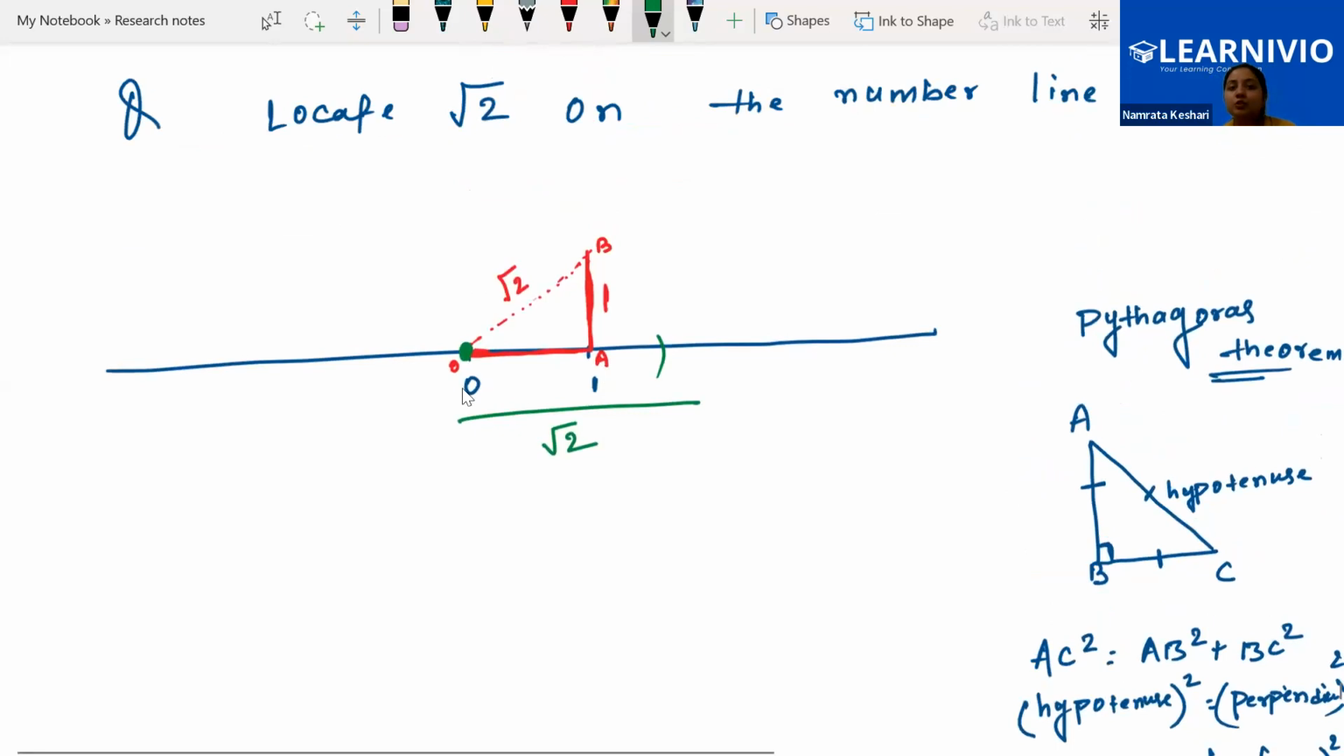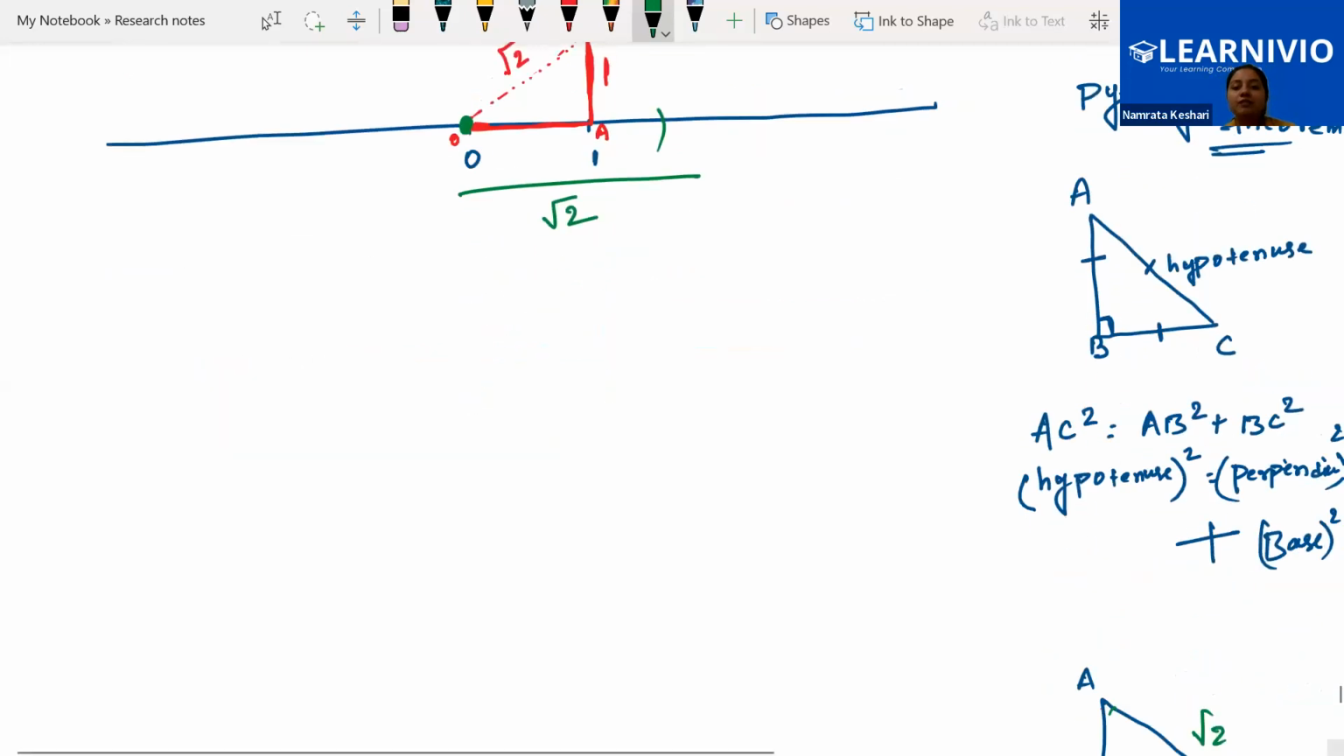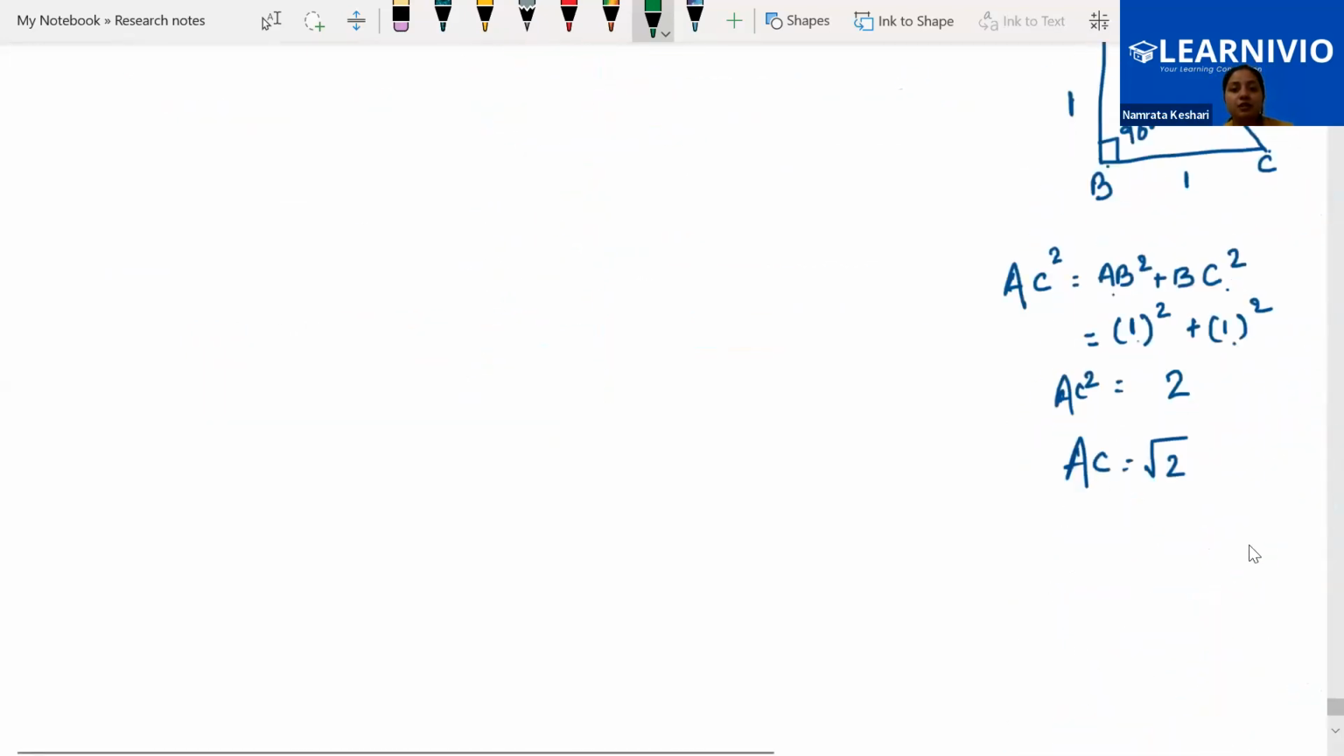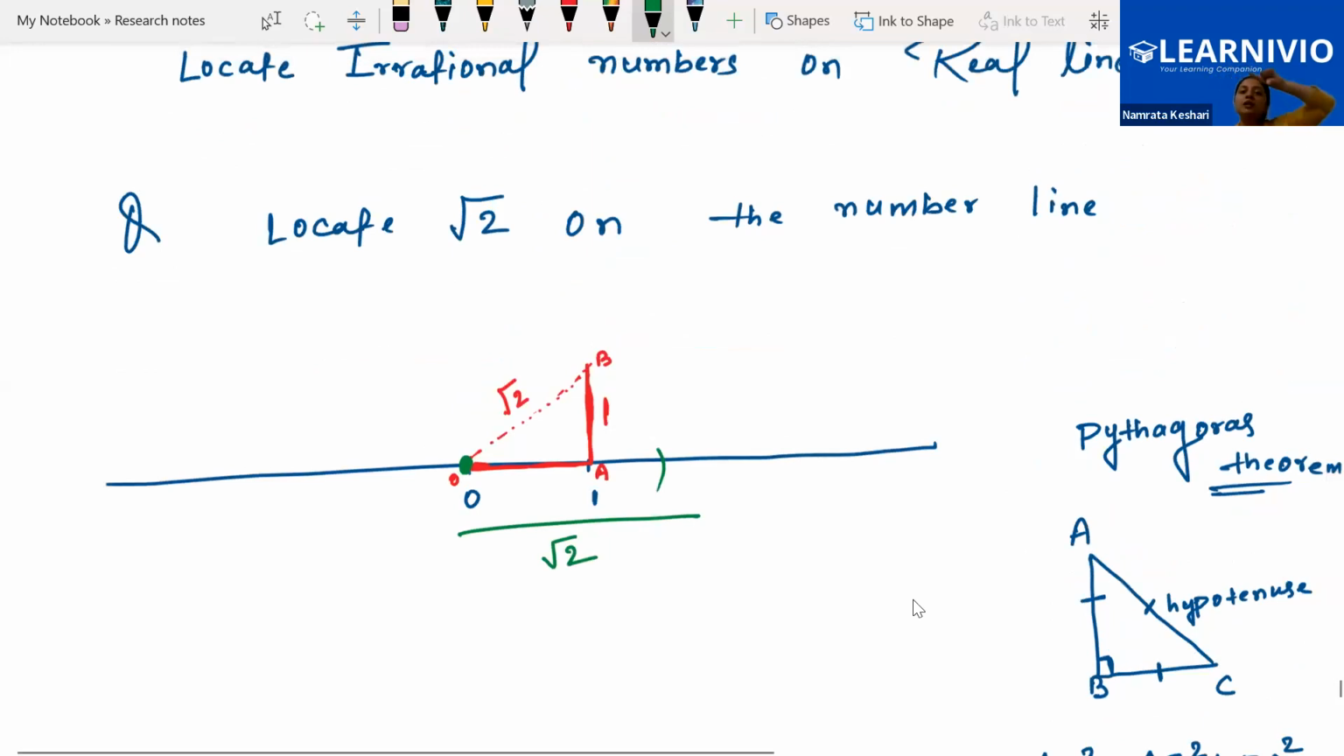That's what we are going to do here. 0 to A, 1 unit, and then A to B, 1 unit, and then we join O to B. This OB, we can directly say, will be of root 2 because we have already done the calculation and checked it. So OB is of root 2. This much length OB we take in our compass, and we make the arc from 0. That way we can say exactly that this is the location of root 2. Is it clear to both of you?